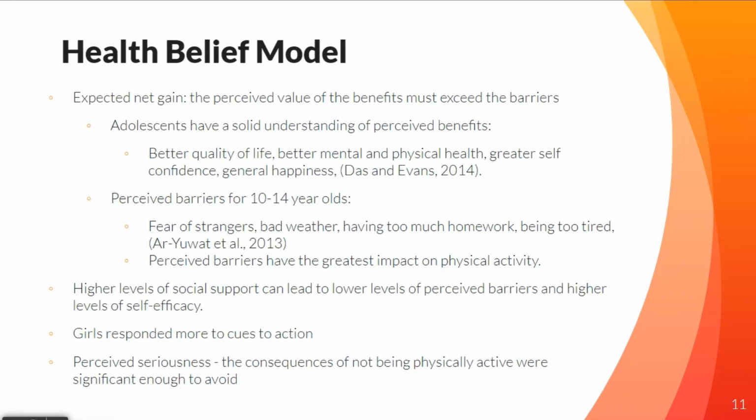Next, we have the health belief model, where the expected net gain is where the perceived value of the benefits must exceed the barriers. Adolescents have a solid understanding of the perceived benefits. A study with a questionnaire gathered that adolescents understand that there's a better quality of life, better mental and physical health, and greater self-confidence associated with regular physical activity. Some examples of barriers include, among younger children and adolescents, fear of strangers, bad weather, too much homework, and being tired. And it's been noted that the barriers have the greatest impact on physical activity.